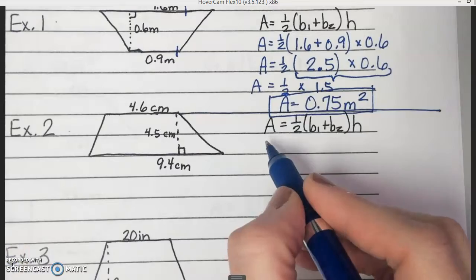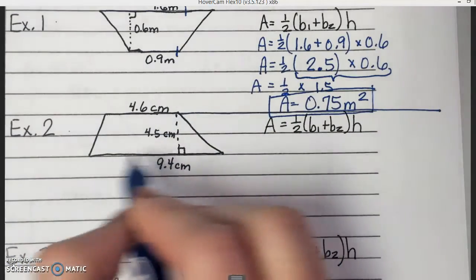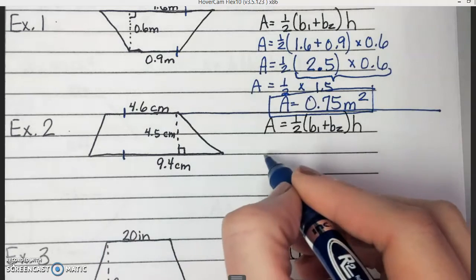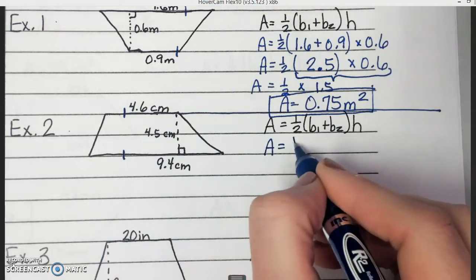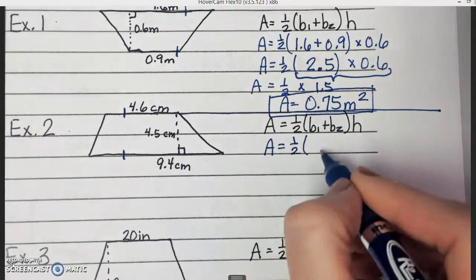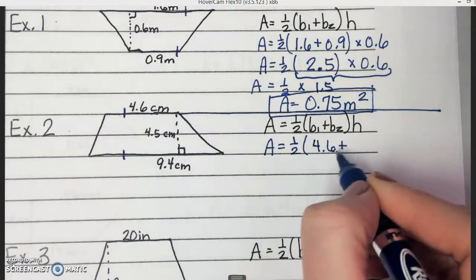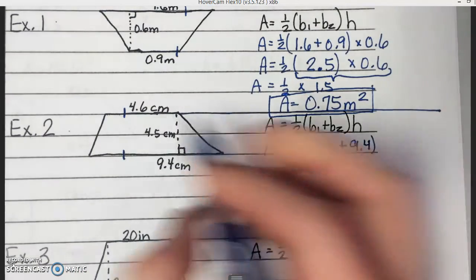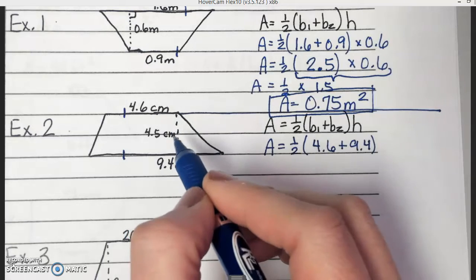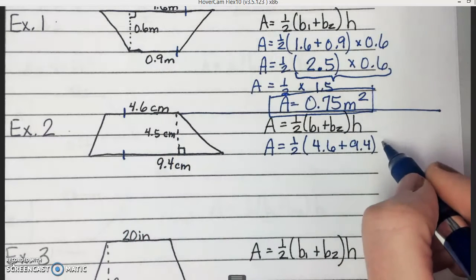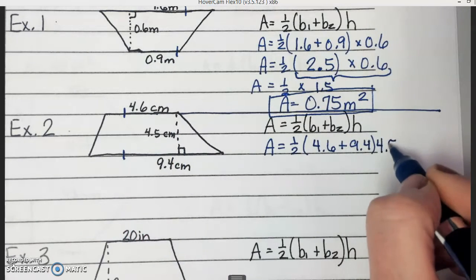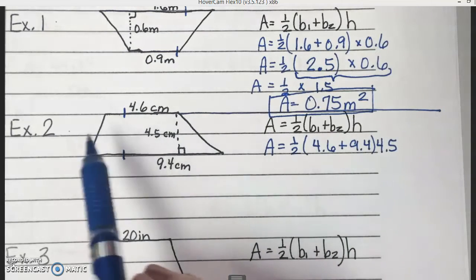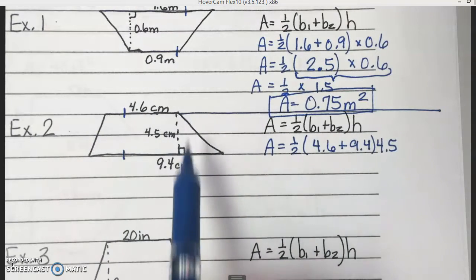Alright, so for example 2, again, my parallel lines are my bases. So base 1 and base 2, and it doesn't matter which order you put them in. So here I'm going to rewrite it. A equals half of base 1 plus base 2. Just make sure you're using those parallel lines for your bases, and your height is right here. If it doesn't have a dotted line, you know it's the height if it's the one that's not a parallel line. See how these two are not parallel lines? So that would be your height.